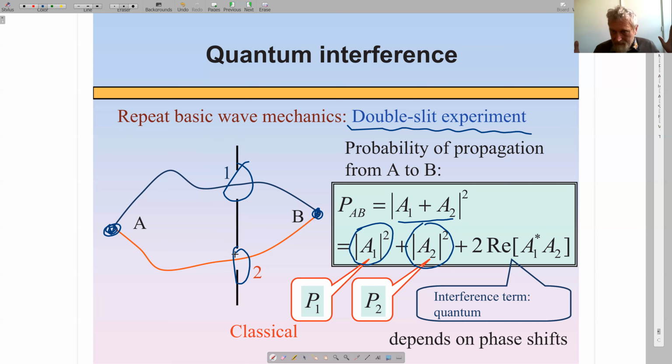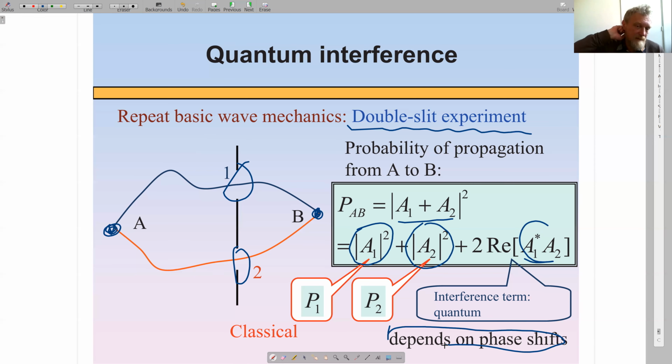But it's not all. There is a term which doesn't exist for classical particles. There's a term which shows wave nature. And that's how I write it. It's a real part of the product of two amplitudes. So it depends on the phase shift between the amplitudes.